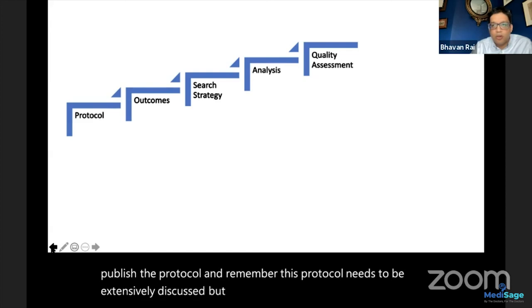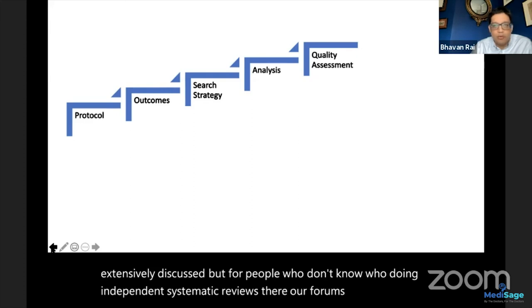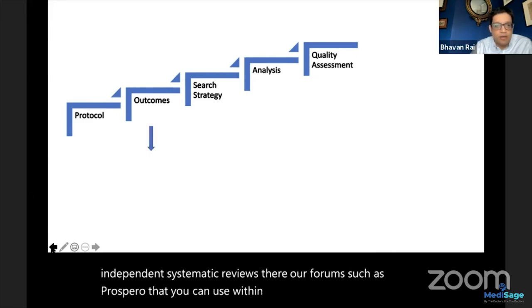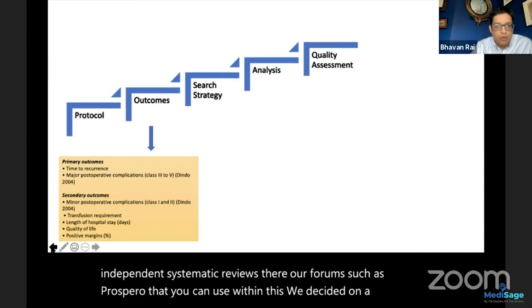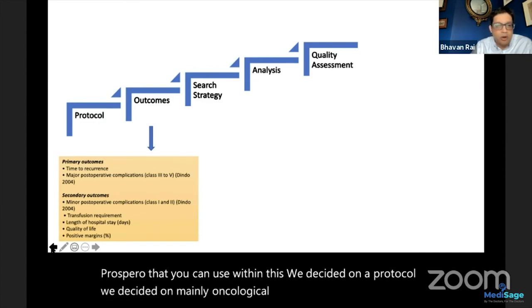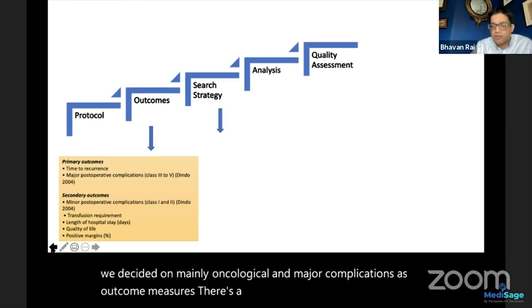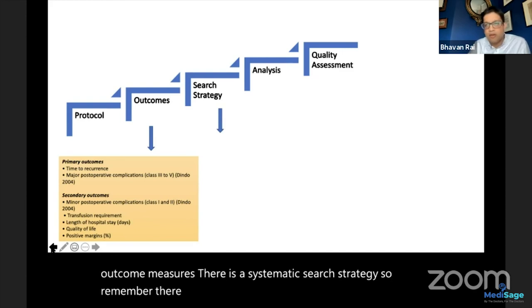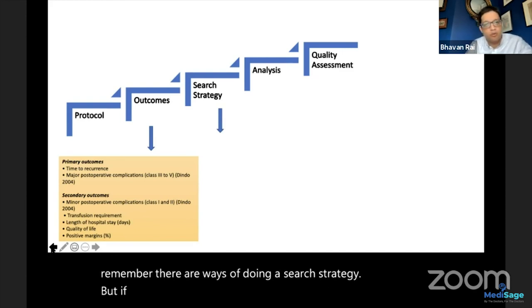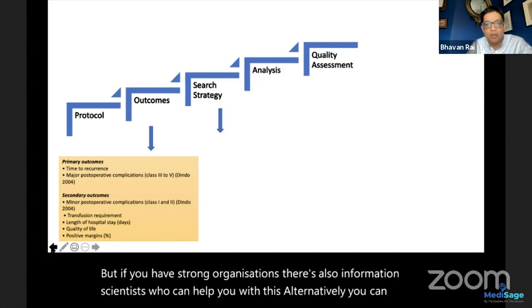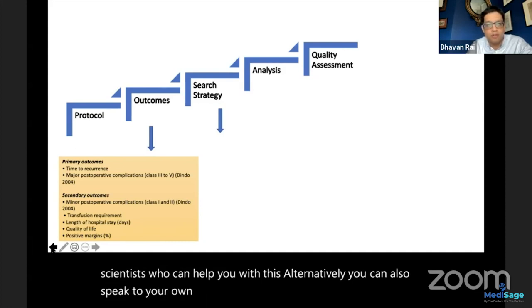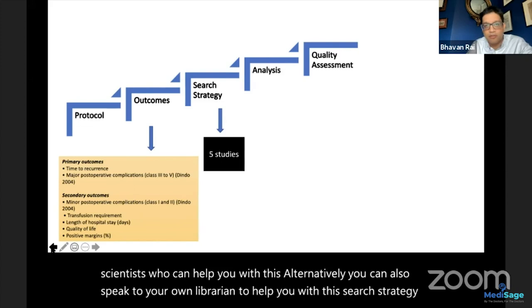But for people who are doing independent systematic reviews, there are forums such as Prospero that you can use. Within this, we decided on a protocol. We decided on mainly oncological and major complications as outcome measures. There was a search strategy. So remember, there are ways of doing a search strategy. But if you have strong organizations, there are also information scientists who can help you with this. Alternatively, you can also speak to your own librarian to help you with this search strategy. Within this, we had 5 studies.